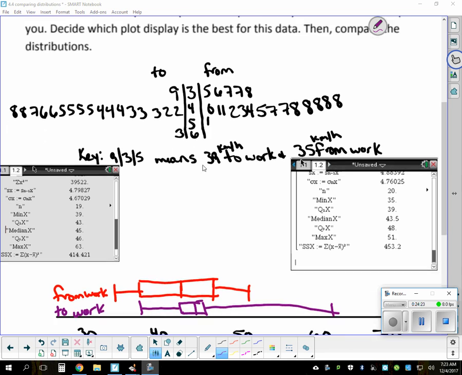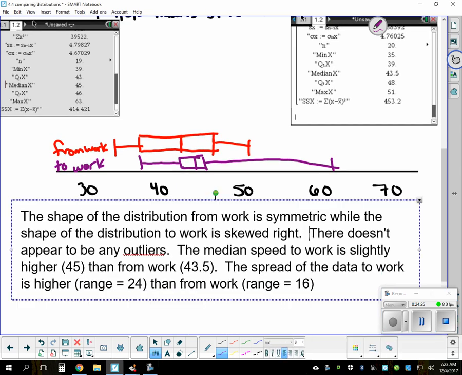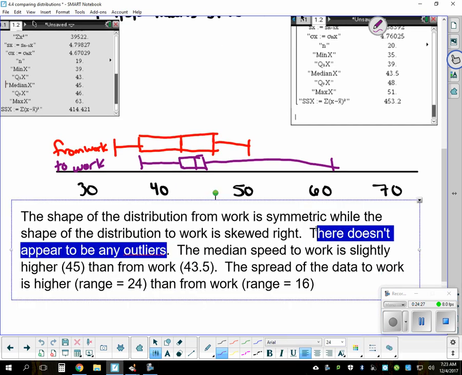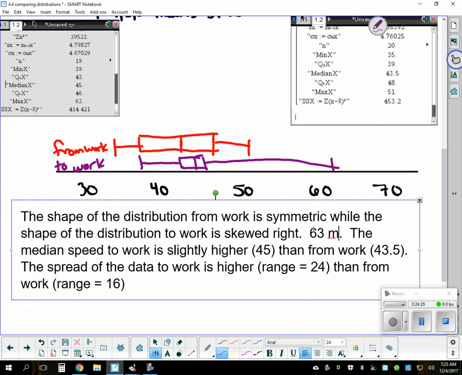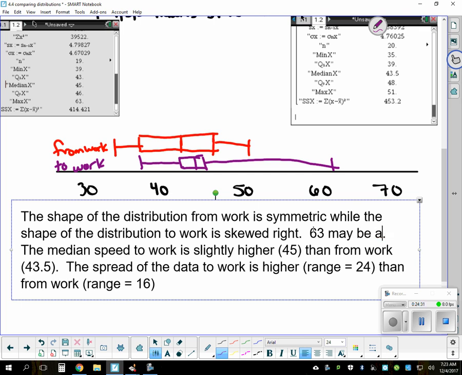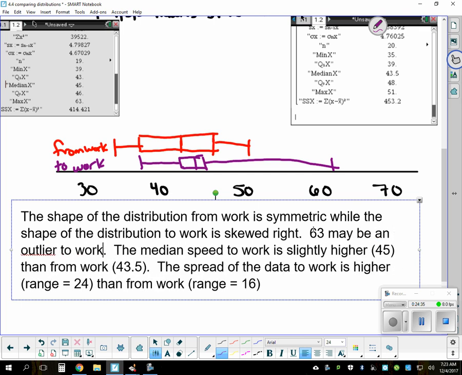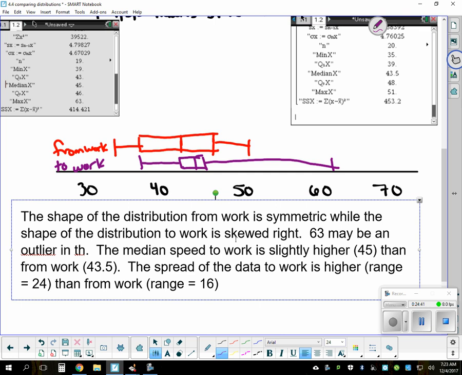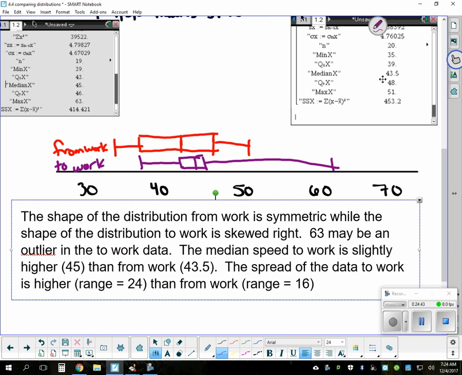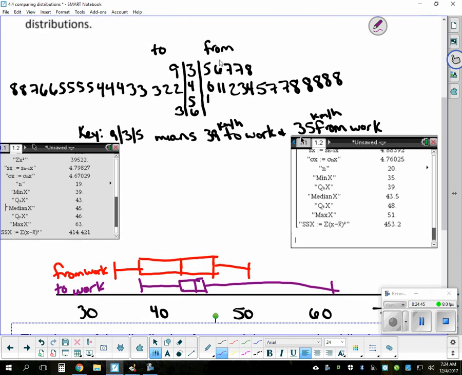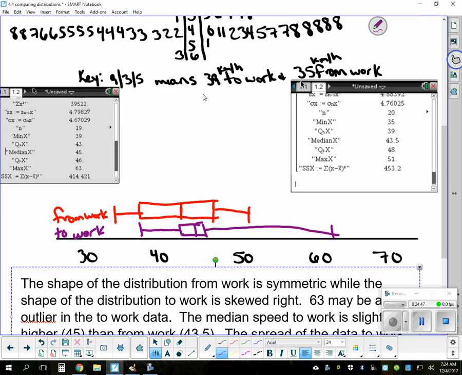63, maybe I should have said 63 might be an outlier. Let's say that. 63 may be an outlier. I'm changing my answer here. In the to work data, there does not appear to be one on the other, on the from work.